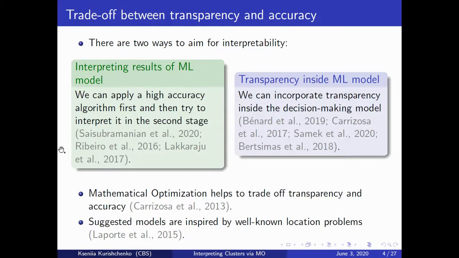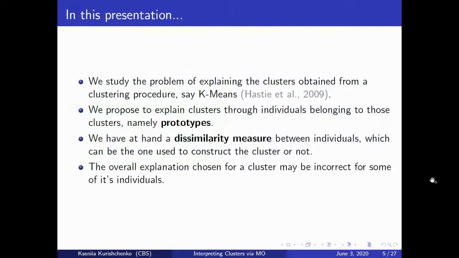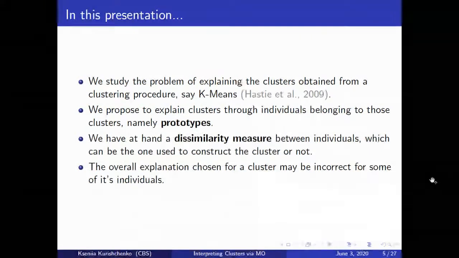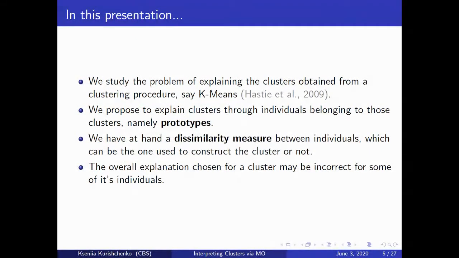Our model is in this block, and we inherit some concepts of well-known location problems to build our models, and you will see how. So in this presentation, we study the problem of explaining clusters obtained from some clustering procedure, for example, k-means. And we propose to explain clusters by prototypes, which are individuals. We will see further in the illustration what this is.